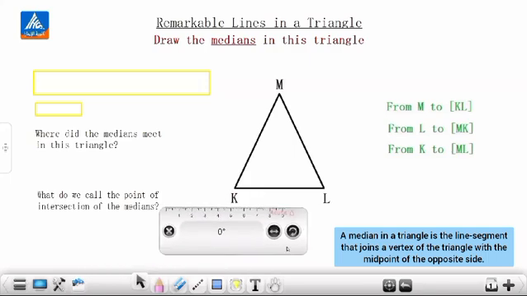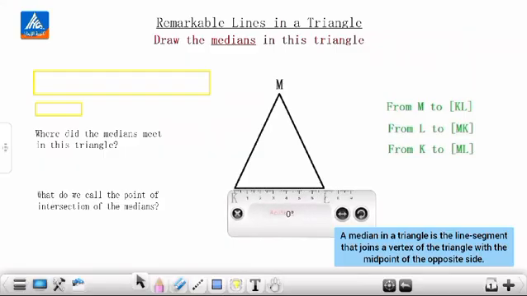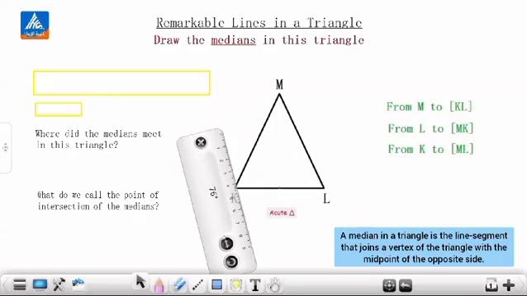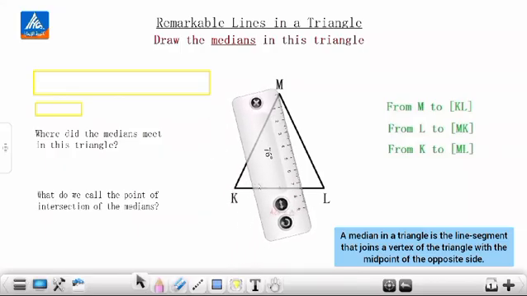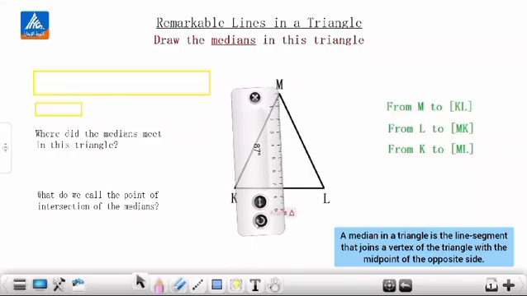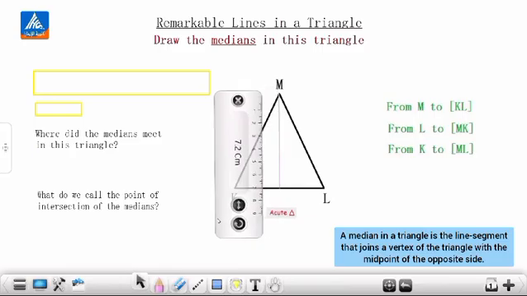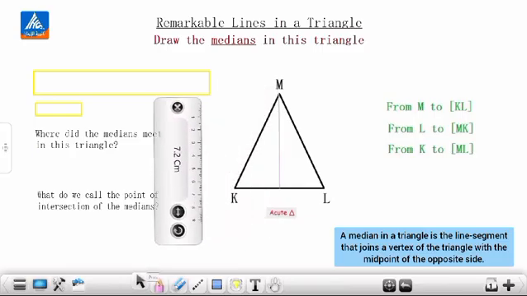So, step 1, let's find the measure of KL. KL equals 7 centimeters. The half of 7 is 3.5. This is the midpoint of KL. Now, with the centimeter ruler, join vertex M and the midpoint of the opposite side. I will get median 1, the first median.